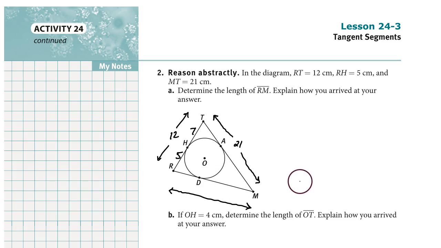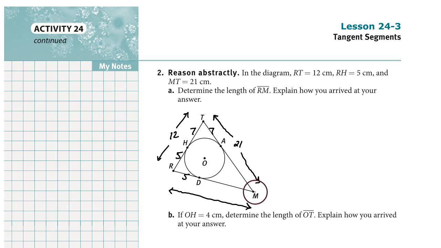To find that, we can use the theorem from today. Let's look at point T. Notice how point T connects to point H and to point A. Those are tangent segments, therefore they are congruent. If TH is 7, then TA is 7. Now let's look at point R. Notice how point R touches at H and it touches at D. Those are tangent segments. So if RH is 5, then RD is 5.